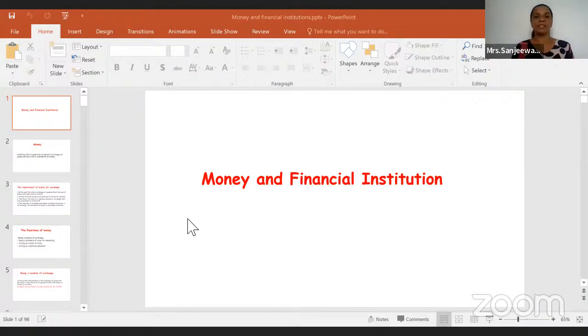I'll be discussing the 7th unit, Money and Financial Institutions, today. So we'll start the lesson. This is your 7th unit. We have been discussing the first few units, and now this is the 7th one. It is known as Money and Financial Institutions. Throughout this lesson, you will be learning about money and the financial institutions.